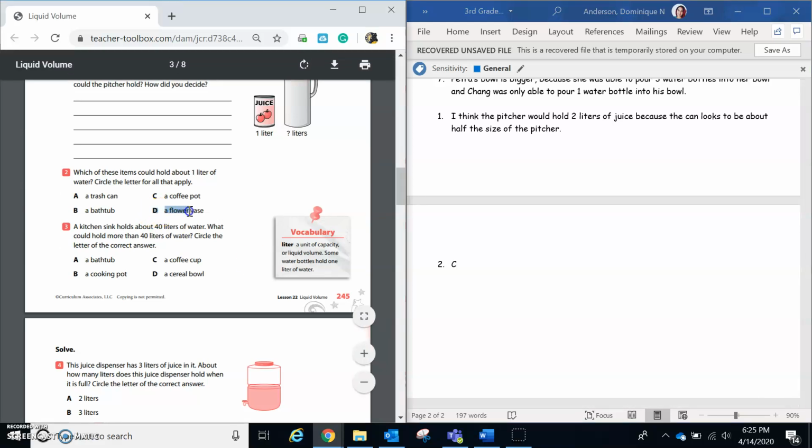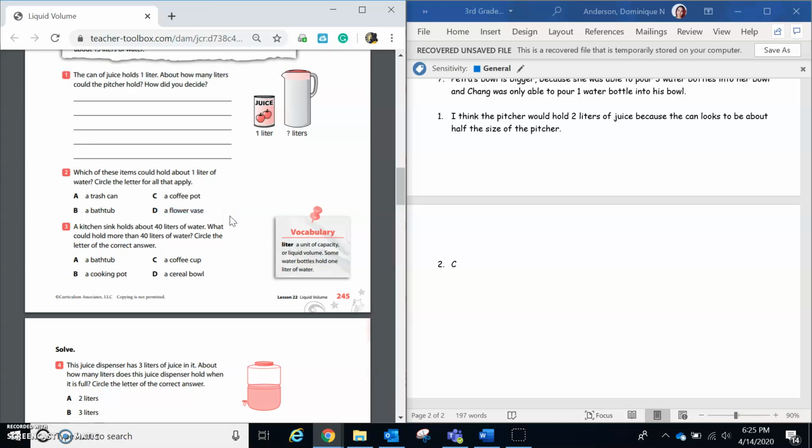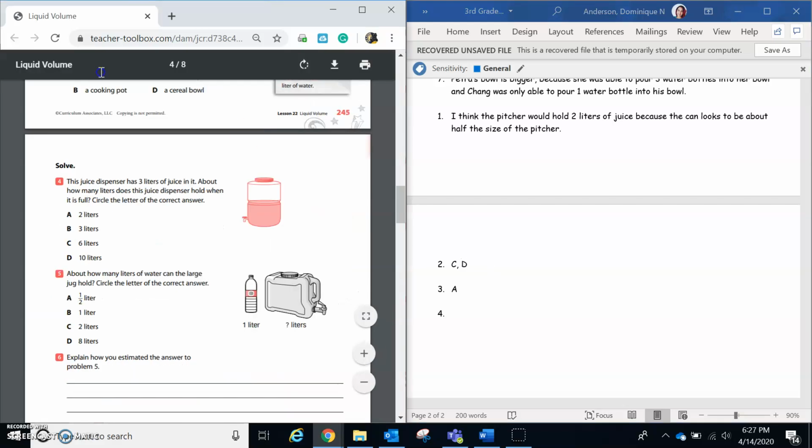And then a flower vase. So if we think about the vase, you know, your parents or your mom or your dad or whoever, if they have flowers and they put it in the vase, it's not a huge container. It's a nice smaller one, but it's not super itty bitty small. So a flower vase would be our other choice that might hold about 1 liter of water.